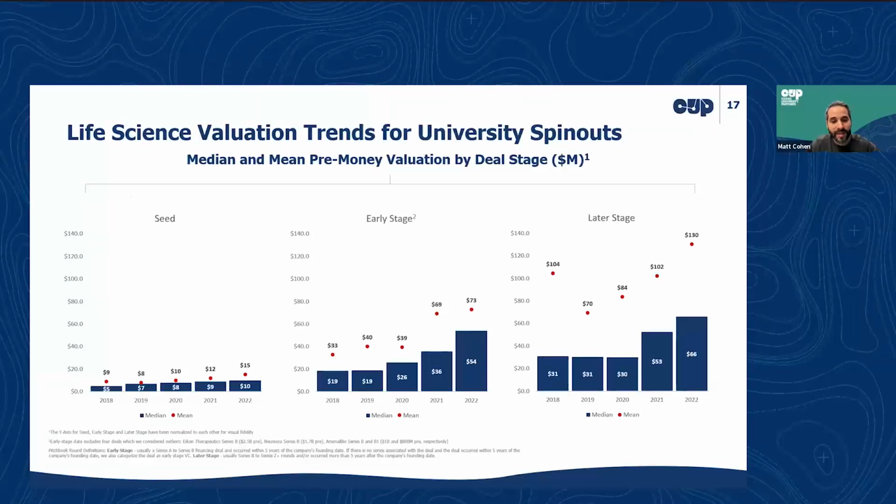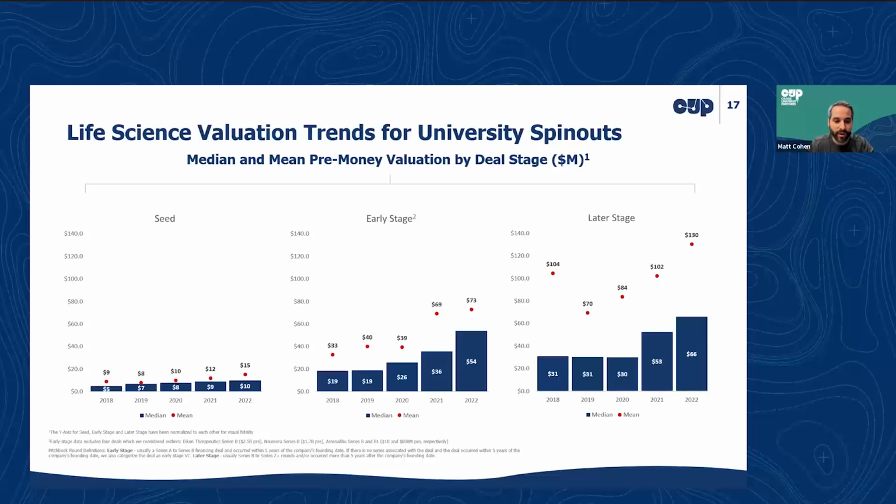We've broken this up into seed, early stage, and later stage. This is based on PitchBook data. Early stage, PitchBook defines as usually Series A or Series B financings, and all investments that have occurred within the first 5 years of the company being founded. Later stage is usually Series B and later, and all investments that have occurred more than 5 years from the company's initial founding.